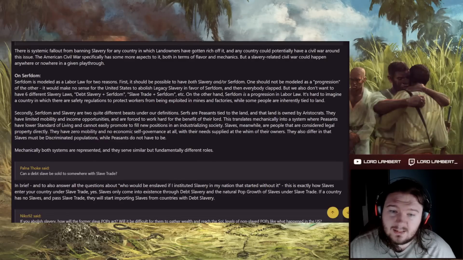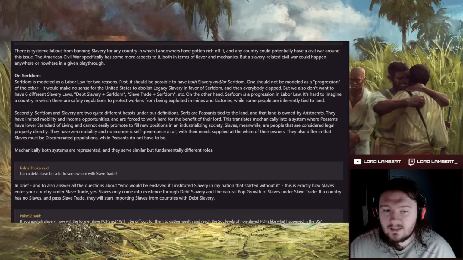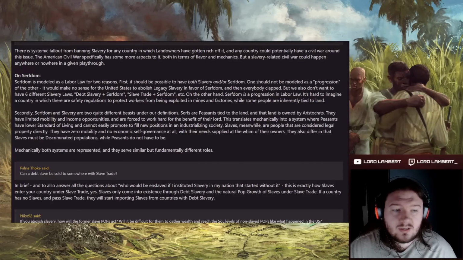Secondly, serfdom and slavery are two quite different beasts under our definitions. Serfs are peasants tied to the land, and that land is owned by the aristocrats. They have limited mobility and income opportunities and are forced to work hard for the benefit of their lord. This translates mechanically into a system where peasants have lower standard of living and cannot easily promote to fill new positions in an industrializing society.